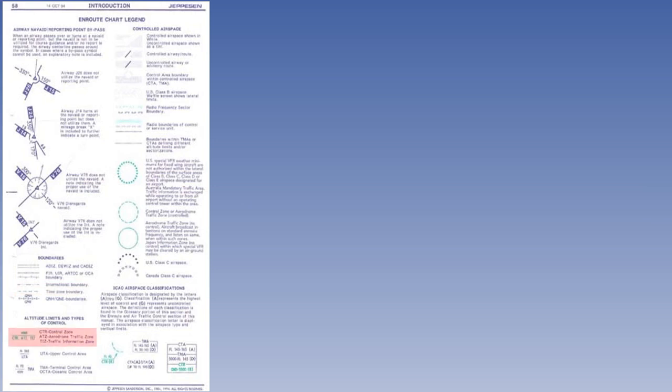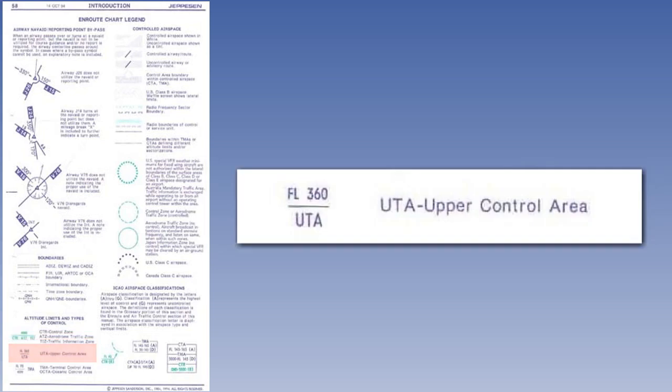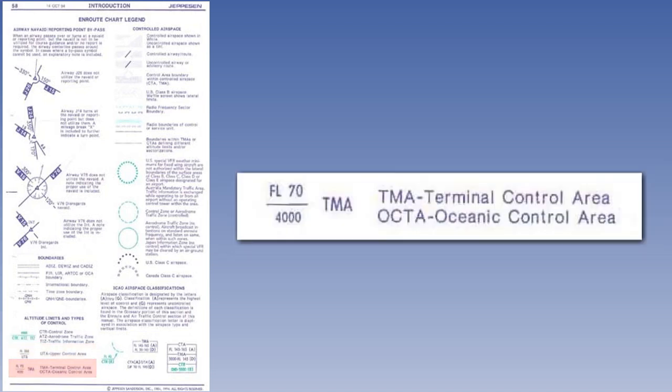The upper and lower limits of control zones and areas are shown on the charts. You must, therefore, be able to recognize the abbreviations at the bottom of the left-hand column for the upper limit for a control zone, aerodrome traffic zone, and a traffic information zone. Also note the abbreviation for the upper limit of an upper control area and the upper and lower limits of a terminal control area.